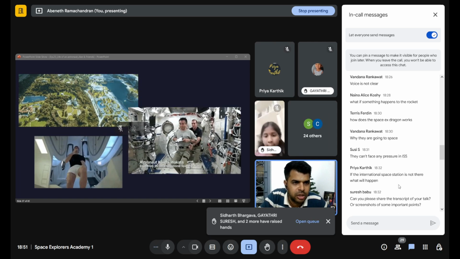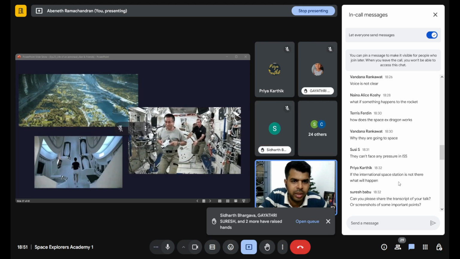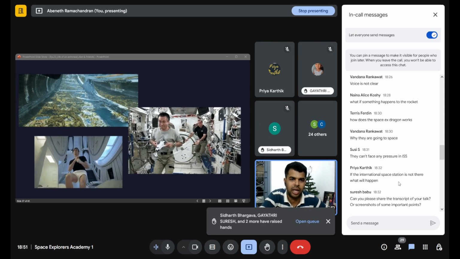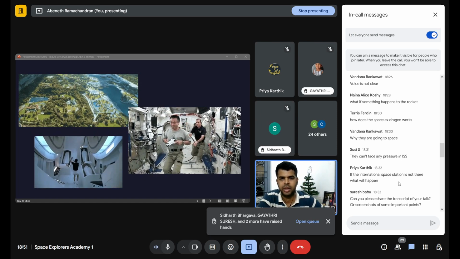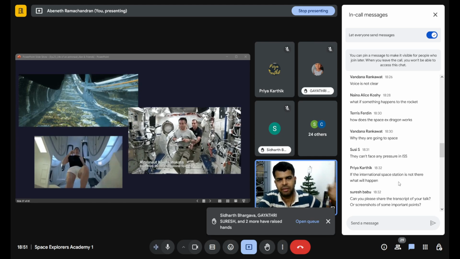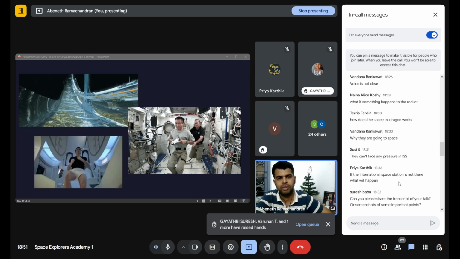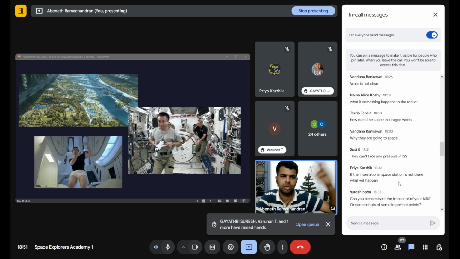If the International Space Station is not there, what will happen? Without the International Space Station, it will be very hard for us to go directly to a different orbit. Since we have the International Space Station, it is easy for us to move from one orbit to another. So someday we will be going to the Moon or Mars using the International Space Station.